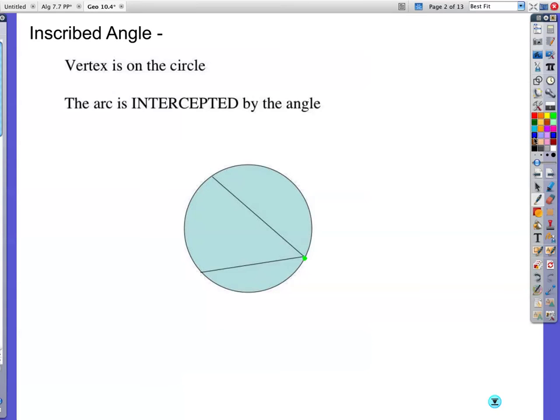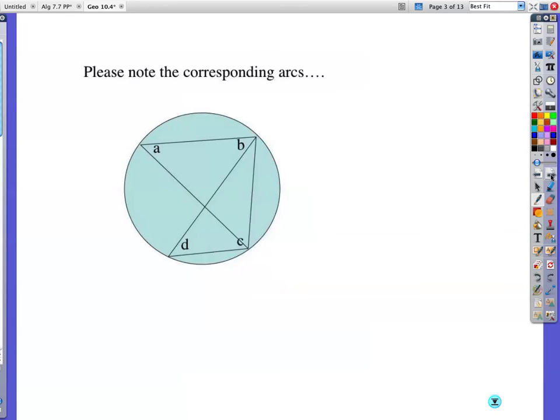Maybe I should have a different color. Okay, so there is your angle right here, and notice your arc right there. That's considered the arc that's intercepted by the angle. Please note the corresponding arcs. This happens a lot in a lot of pictures.